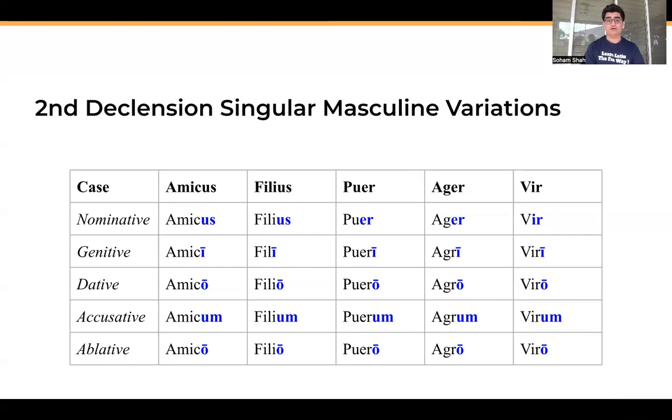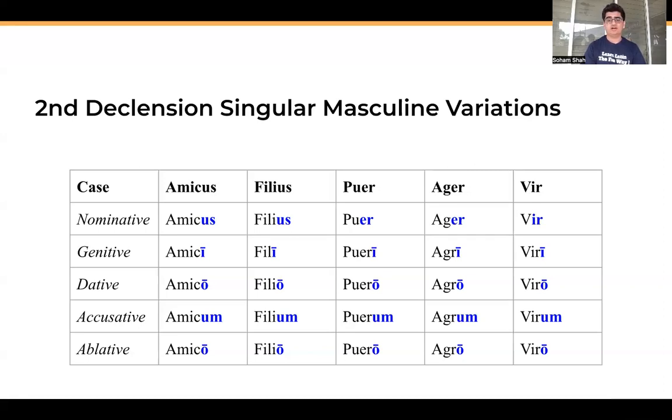Now, let's look at puer. The big difference in puer compared to the first 2 examples is that puer is not a US noun. We have an ER, but the pattern is still the same. We have puer, pueri, puero, puerum, puero. Remember, it's ER. It does not make a difference if it's US, ER, or, in the future we will look at an IR noun. You need to understand the pattern is i, o, um, o for the genitive to ablative.